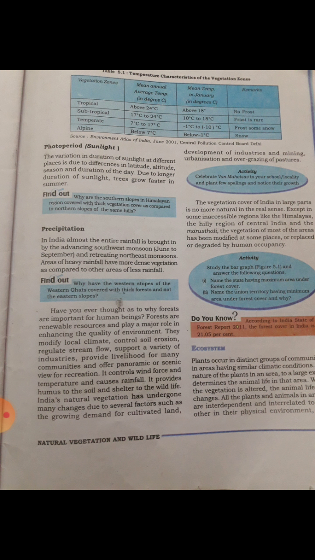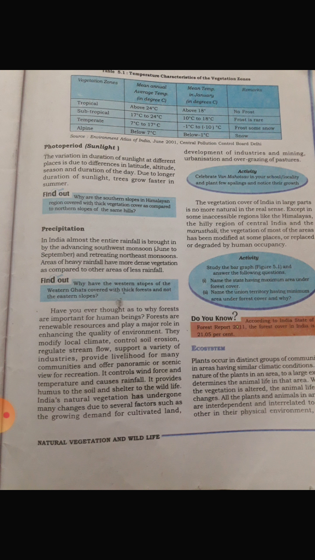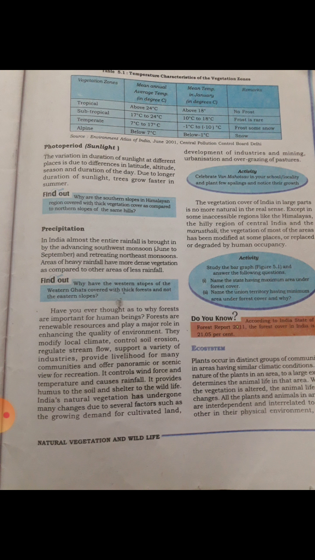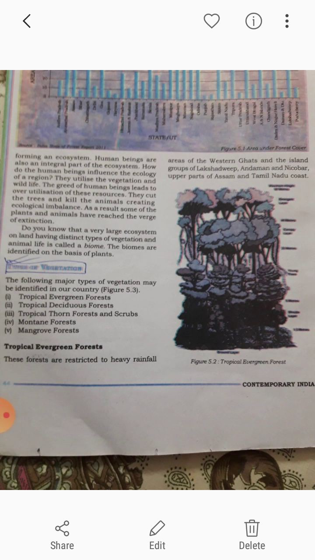It determines the animal life in that area. So when the vegetation is altered, the animal life is also going to change. Altered means what? When there will be no forest, animal life is also going to be destroyed. So all the plants and animals in an area are interdependent and interrelated with each other, children, in their physical environment. Clear? Now, human beings are a very integral part of the ecosystem.